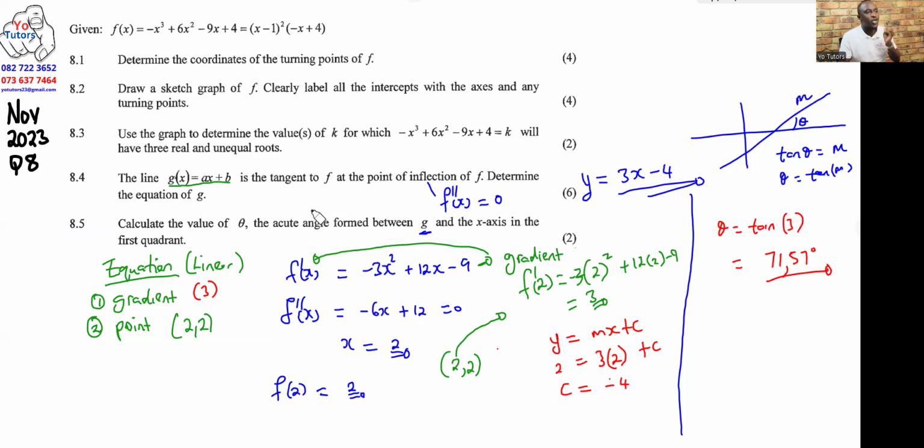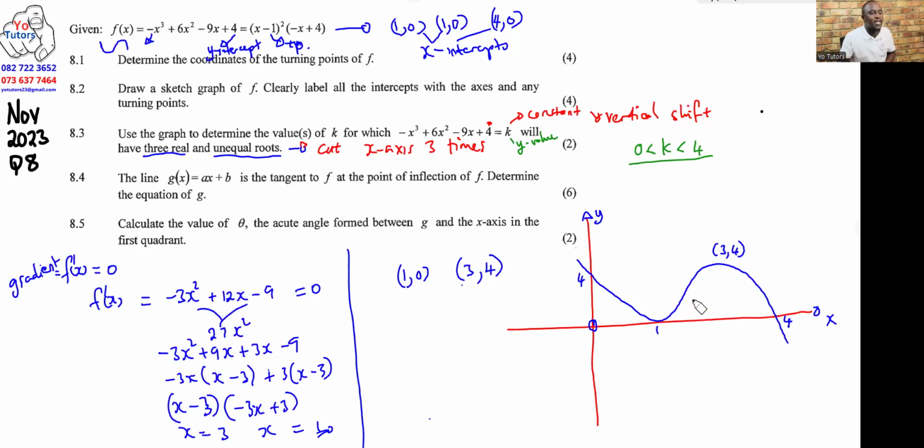Just to add something here. The common questions that normally come up are where your f of x is increasing. In this case, we're talking of the gradient increasing. It means that the gradient is positive. So the gradient is positive from this point to this point, which means 1 is less than x, which is less than 3. So that's where it's increasing.